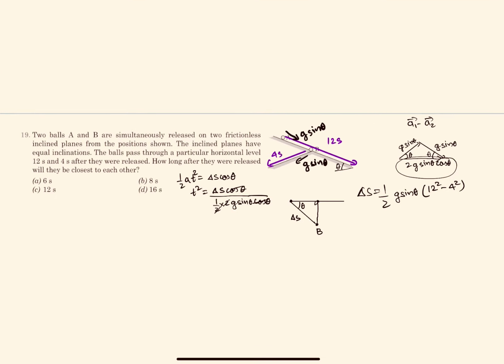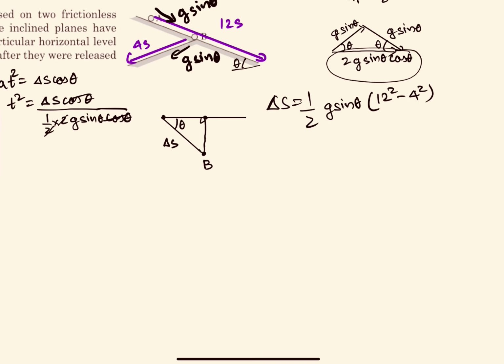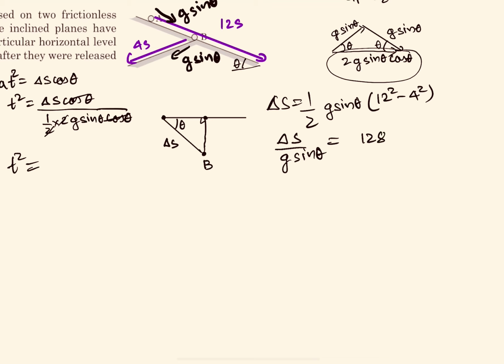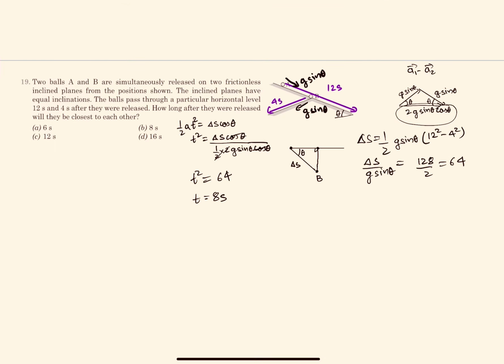Half into a into t square will give you this length, where t is 12, and if you keep t as 4, you'll get this length. So this delta S that we are getting would be this much. So let's substitute that here: t square is equal to delta S upon g sin theta. So delta S upon g sin theta comes out to be 12 square is 144 minus 16, which gives us 128, divided by 2, which is 64. So substitute that value as 64, and hence we get time as 8 seconds. Okay.